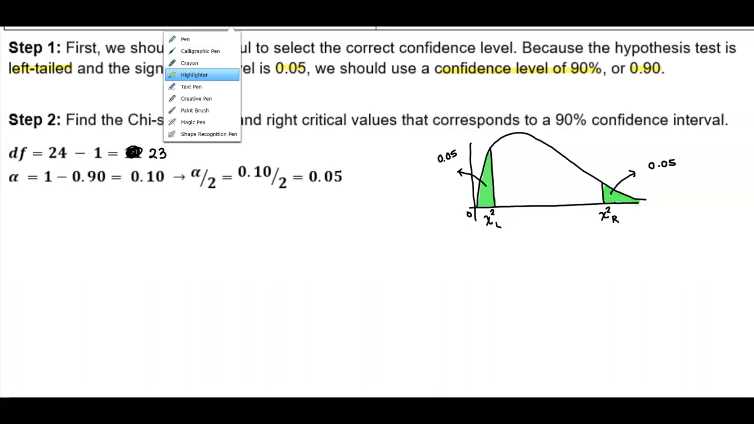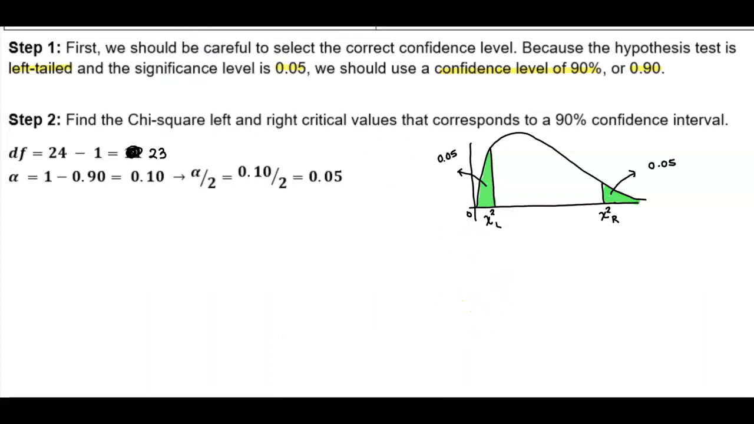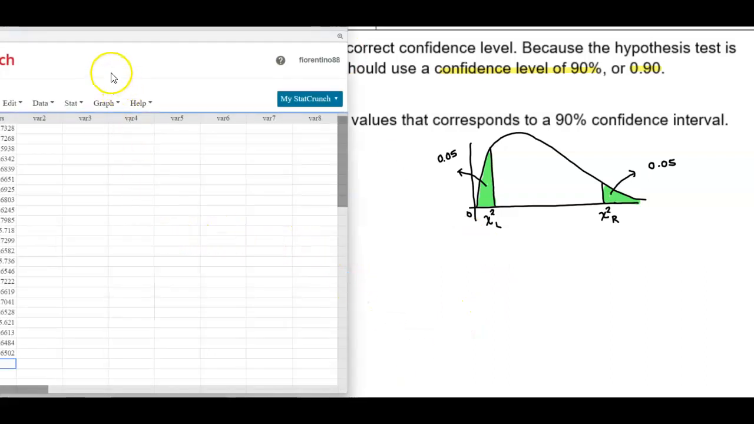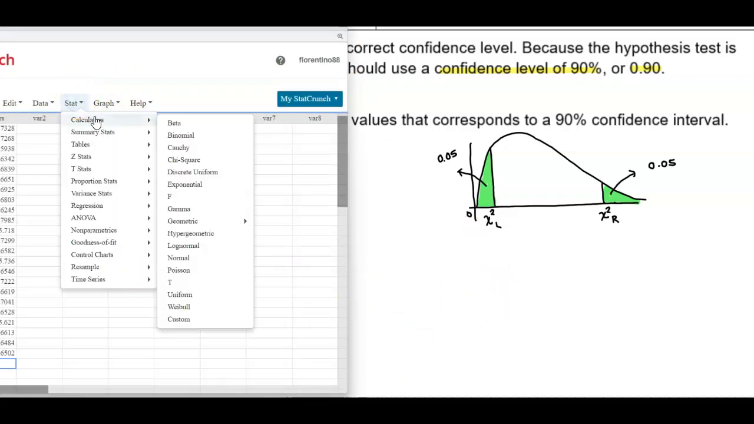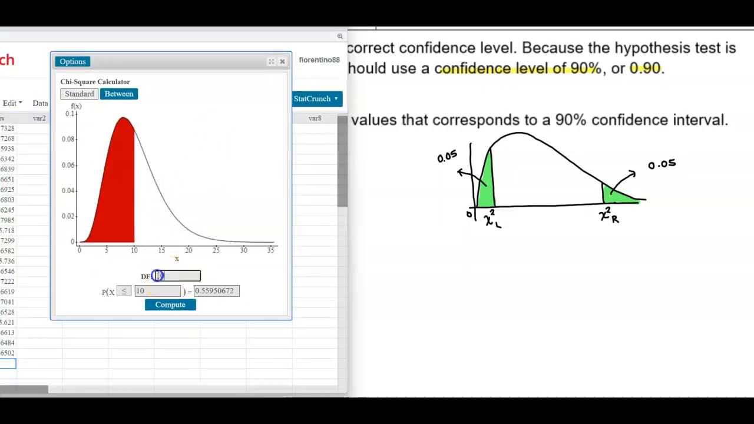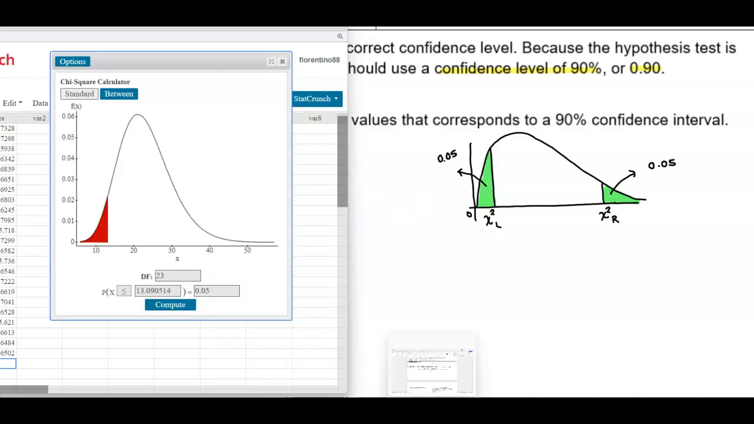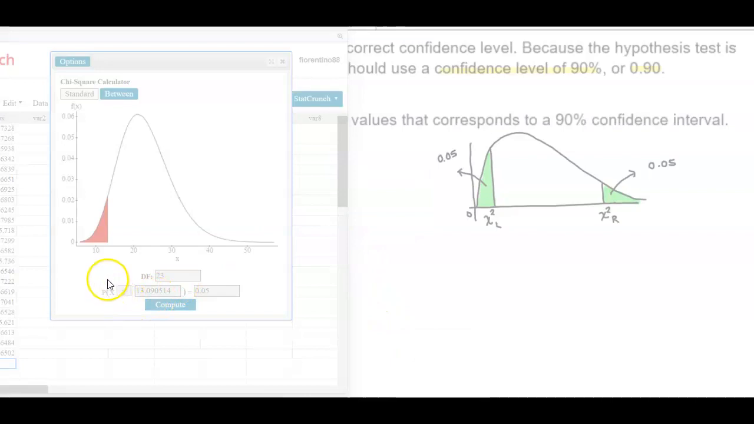Okay, so if we want to find the critical value on the left, we're going to do the following. We're going to open up StatCrunch, go to Stat, go to Calculators, and then go to chi-square. We're going to make sure our degrees of freedom is 23. We want to find the critical value here when it's less dense, because we want to find the area here. We're going to put in the area that we found to be 0.05 and then press compute. That's going to give us the critical value on the left.